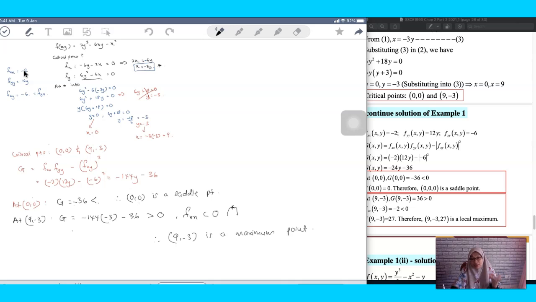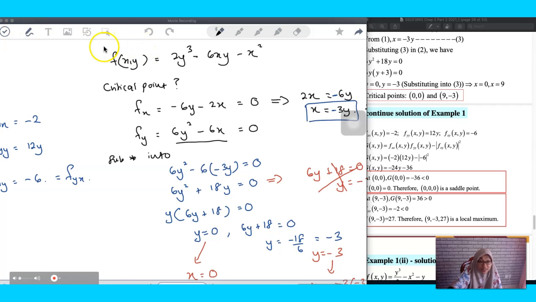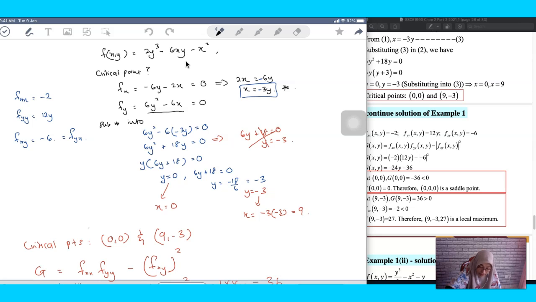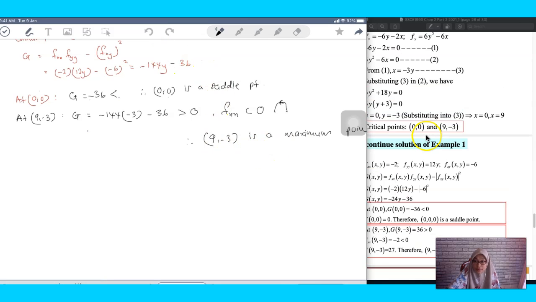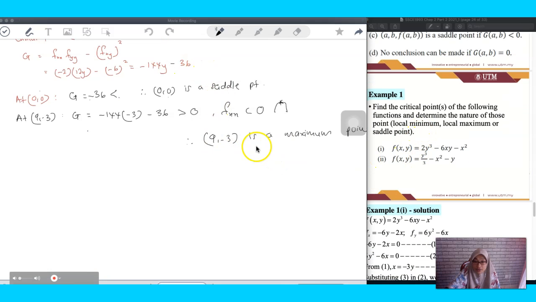But let's say they ask, then what is the maximum value? How can you determine the maximum value? The maximum value here is the value of the function itself. If they ask, evaluate the maximum value based on the maximum point that you obtain, you just plug the x, y values into this equation. So what is the function that we have? Okay, so we just substitute.